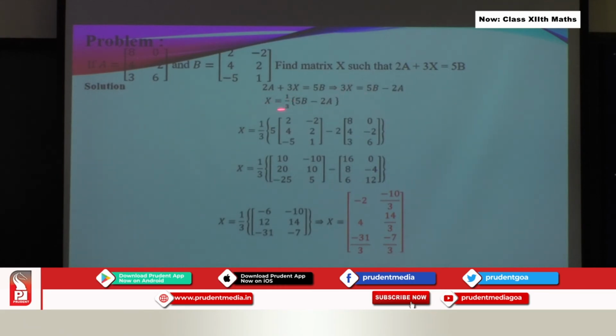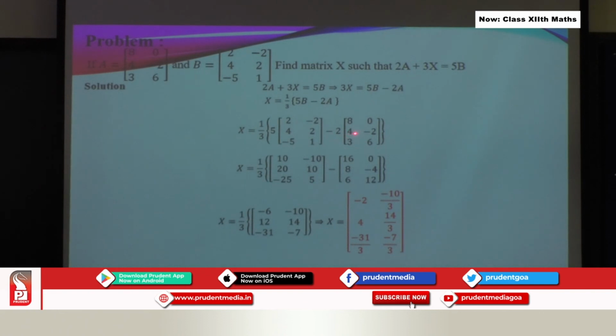Now once I get this equation as X equals, what do I do? I substitute matrices in place of A and B. Look at this, what matrix B do I have? That's this here. The same matrix I substitute. What matrix A do I have? That's this. I substitute it over here.